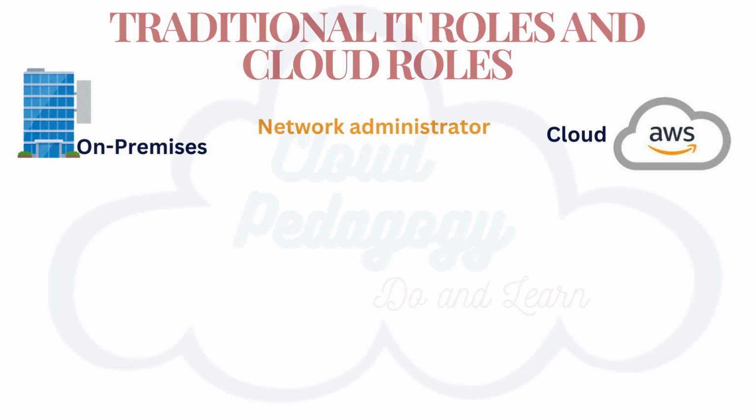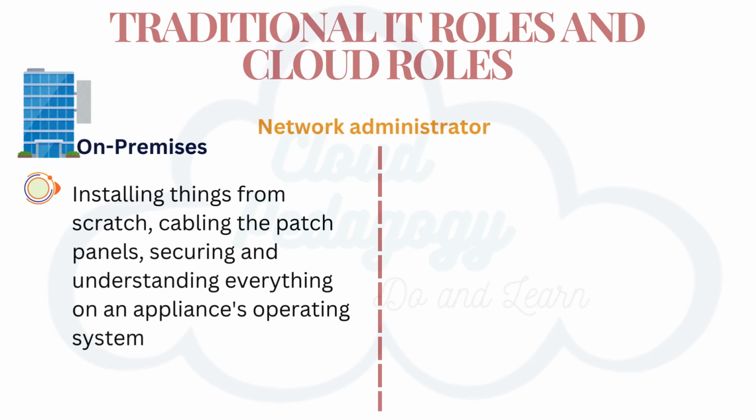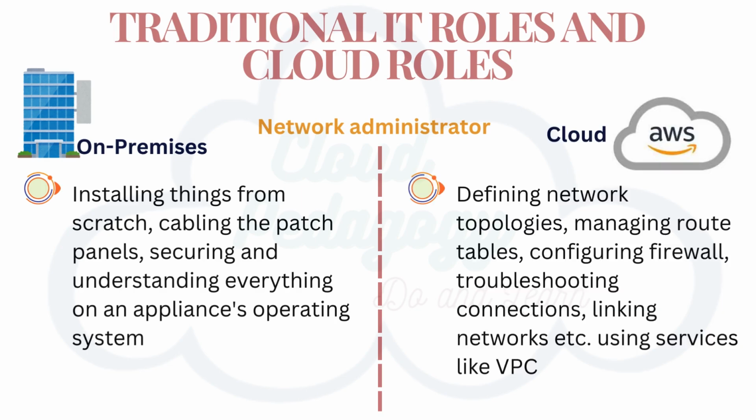Again, let me circle back to the role of a network admin as an example. Installing things from scratch, cabling the patch panels, securing and understanding everything on an appliance's operating system was a daily routine for a network administrator. Nowadays, cloud services like Amazon VPC, or Virtual Private Cloud, require these admins to allocate their skills to other types of tasks like defining network topologies, managing route tables, configuring firewalls, troubleshooting connections, linking networks, and so on.